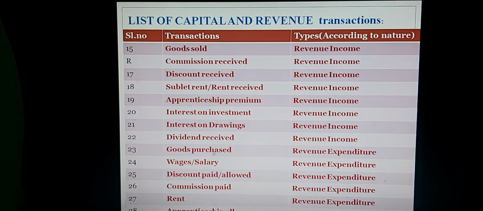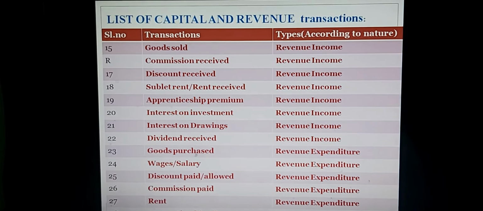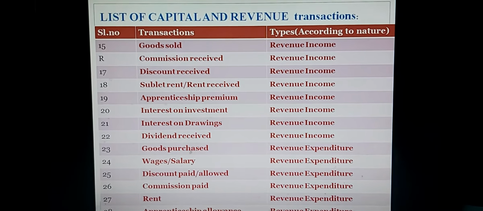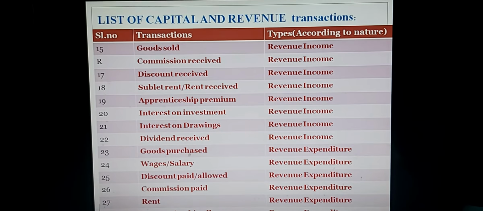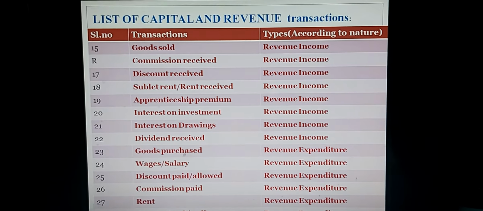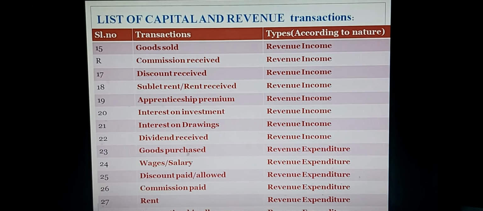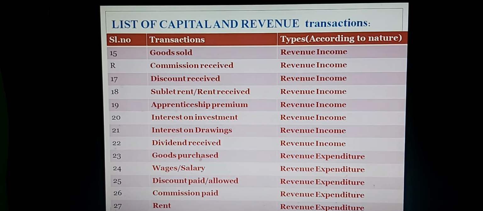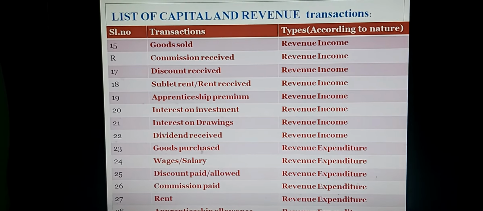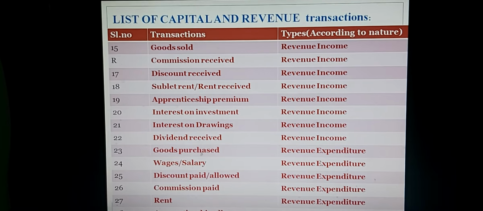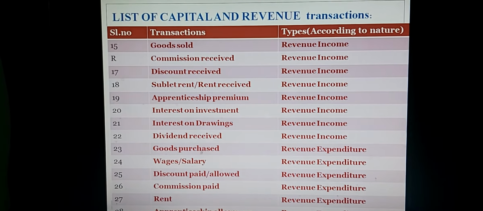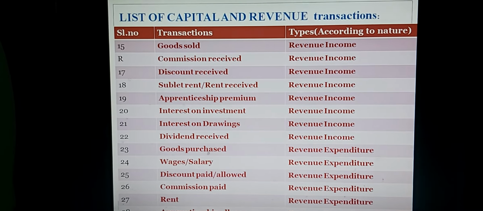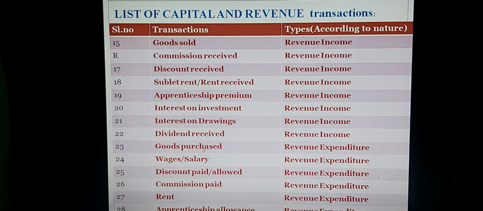Wages paid, salary paid. These items are also revenue expenditure. It's a regular item, related to a small amount of money, and it's a recurring expenditure. Discount paid or allowed, commission paid, rent paid. These items are also revenue expenditure because they are related to a small amount of money, and they are regular and recurring expenditure items.